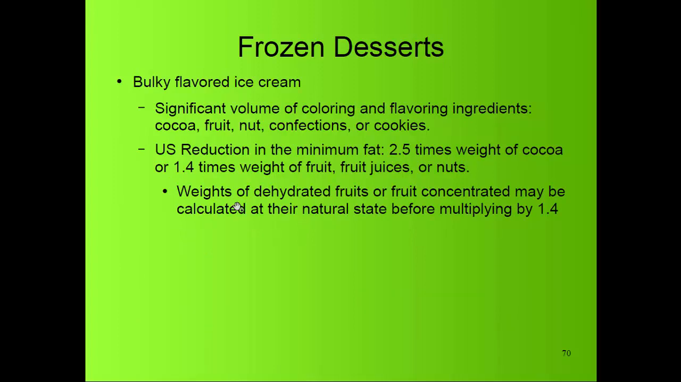Bulky flavored ice cream, this just means a significant volume of coloring and flavoring ingredients such as cocoa, fruit, nut, confections, or sugar. So for the U.S. reduction in the minimum fat, there's 2.5 times the weight of cocoa or 1.5 times the weight of fruit juices, right? So the weights of dehydrated fruits or fruit concentrate may be calculated at their natural state before multiplying it by the 1.4, right? So this is bulky flavored ice cream.